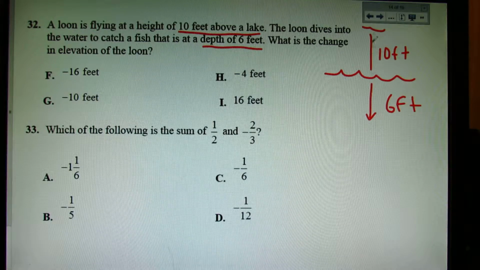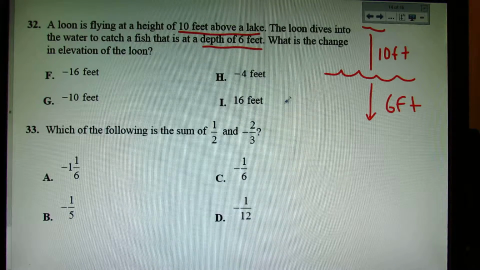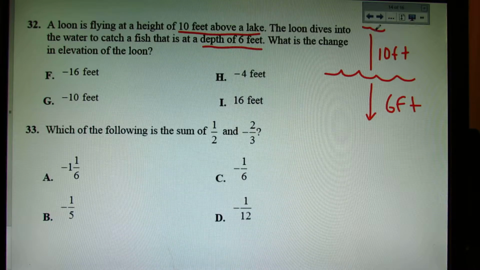Well, just by looking at this picture can really help me see what the change in elevation was. He went from a positive 10 all the way down here to a negative 6. Well, I see two answers that sort of make sense. 16 and negative 16. The question is, what did it change? Did he go up 16 or down 16? Well, this picture clearly shows he went down 16 feet. So negative 16 feet.